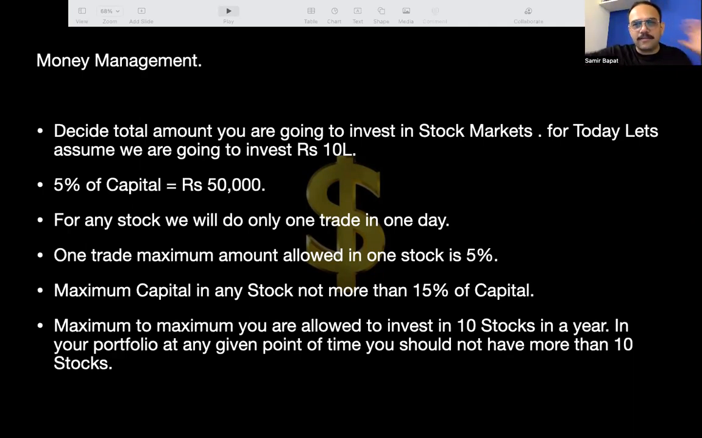If you want the 11th stock, if you're liking the 11th stock, first eliminate one of the 10 stocks which you don't like, and you are liking some 11th stock which has become more attractive. Just sell off one stock, then invest in the 11th stock. ऐसा नहीं कि you are putting one after another 50 stocks.